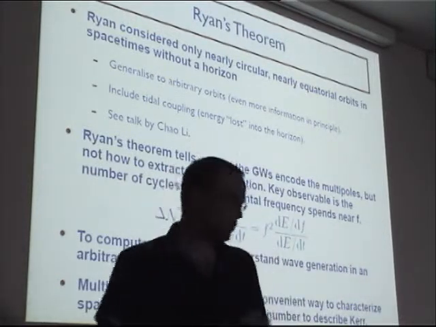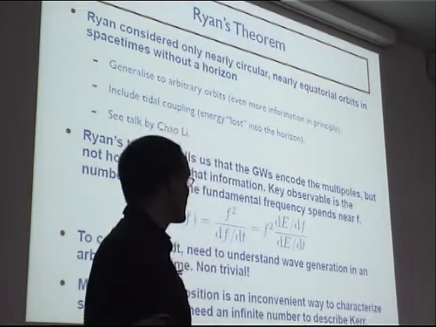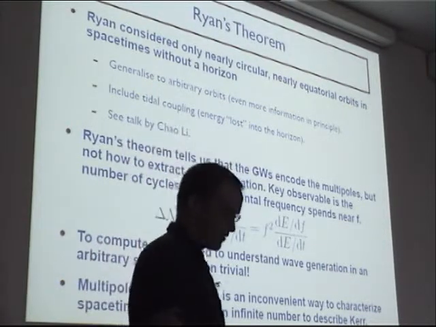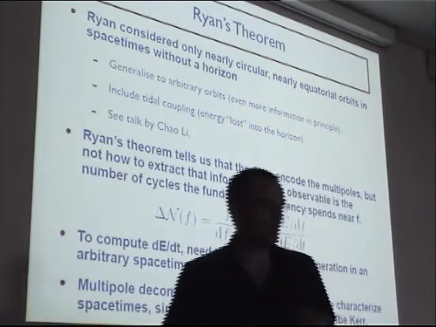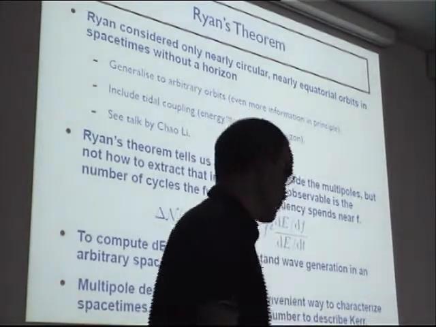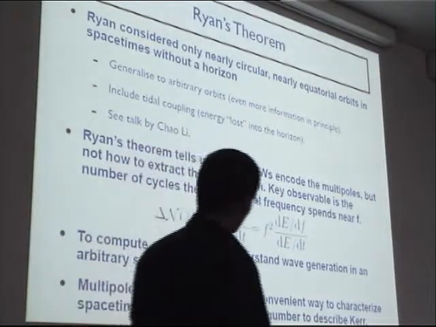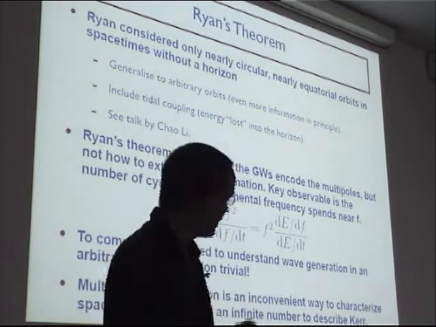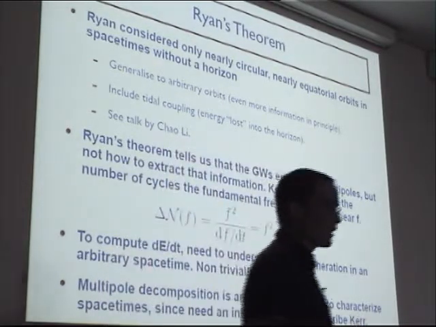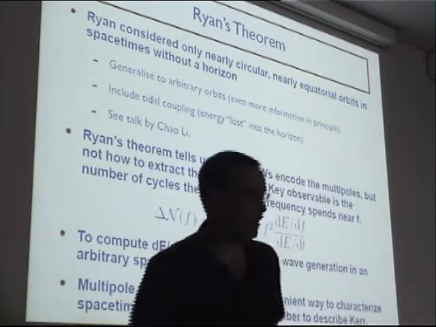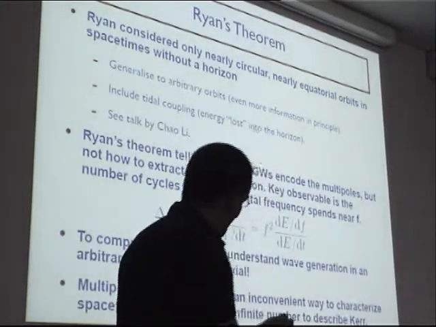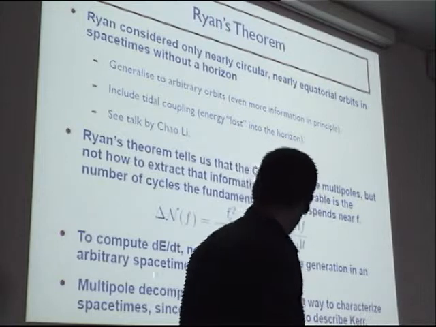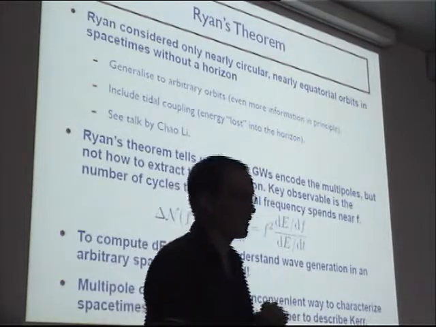The primary problem with Ryan's theorem is that though it tells us that gravitational waves encode the multipolar moments, it does not tell us how we can extract that information. So our key observable is the number of cycles the fundamental frequency in the waveforms spends near a particular value. And this is given by f squared dE/df over dE/dt. Now, dE/df is something that depends only on the properties of the spacetime, in terms of the metric. But dE/dt depends on wave generation in this arbitrary spacetime. And to compute dE/dt for an arbitrary metric is a non-trivial task.